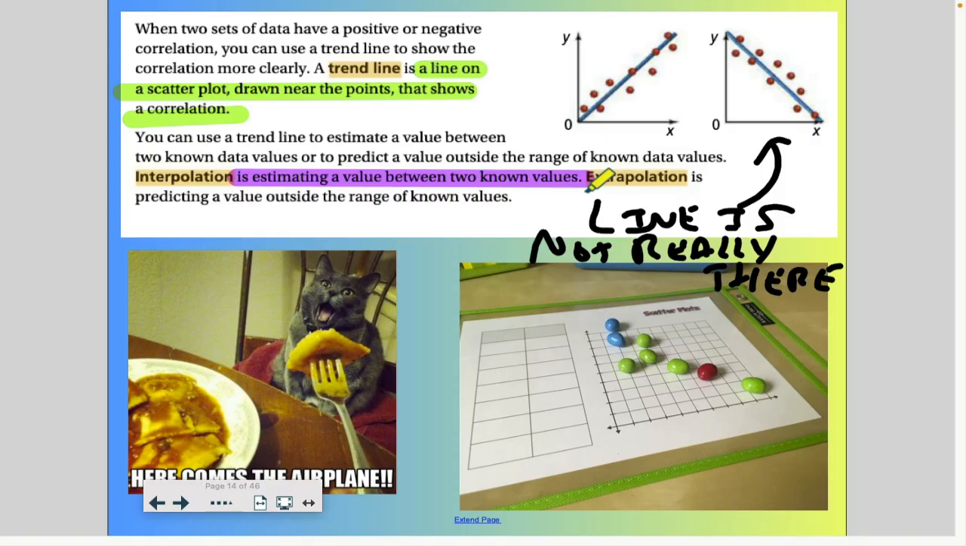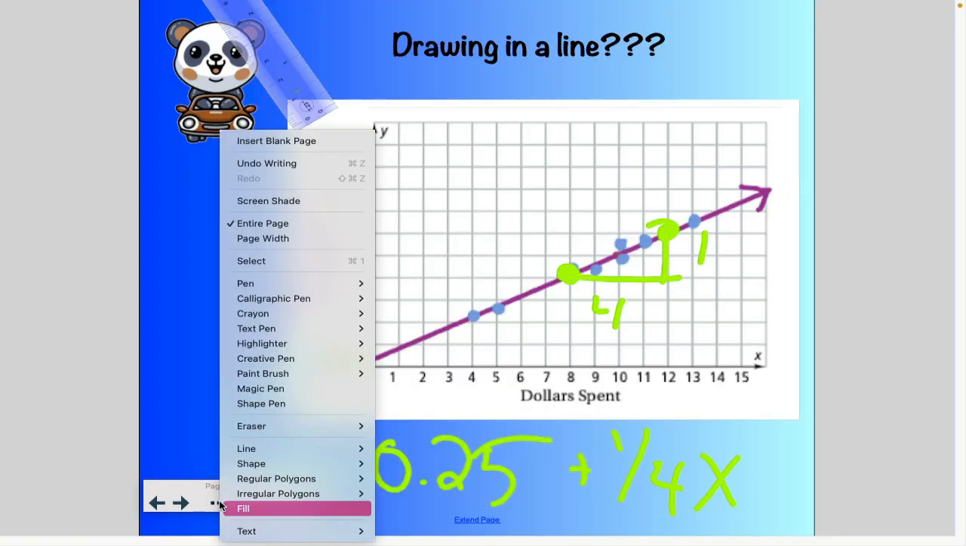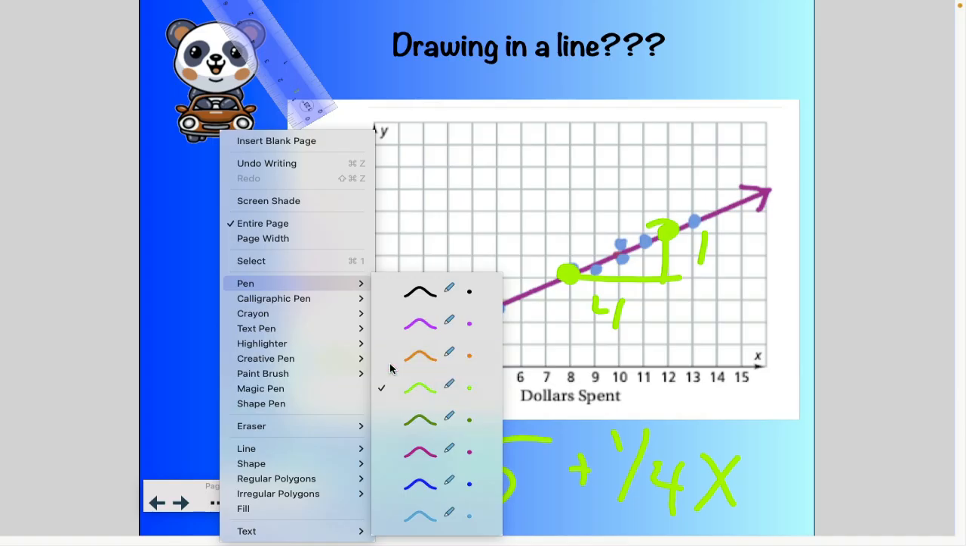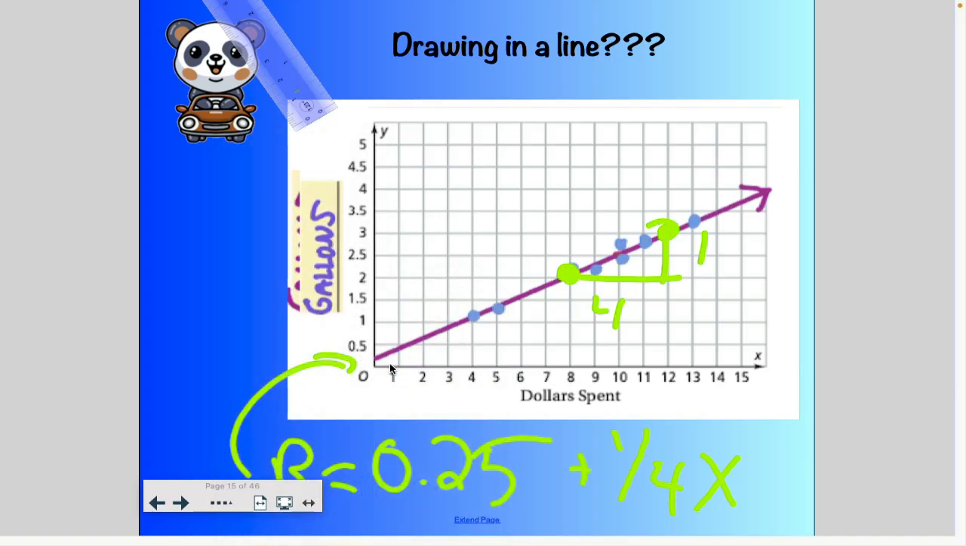I know you know how to interpolate. You do it in pre-algebra. You probably did it before. What does it mean? Well, let's look at my model. If I wanted to predict how much gas I could buy for $7, how would you use my model? Talk about it as a table. How would you use my model to predict how much gas you could buy for $7?